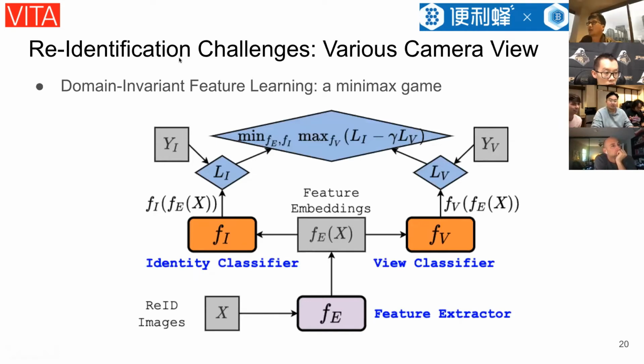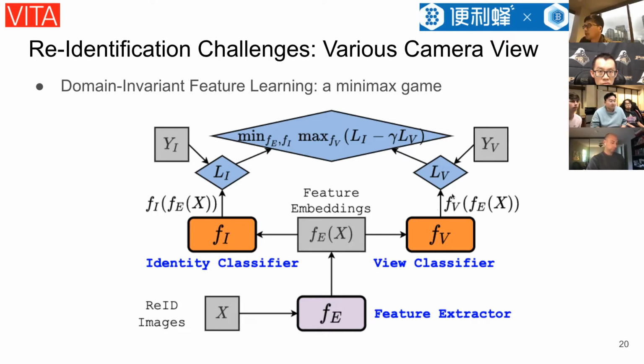Yeah, thank you. Sure. So we tackle the second challenge, which is various camera views, using domain invariant feature learning. It can be treated as a minimax game. So here, given input re-ID images, we feed them to a feature extractor. And it is followed by 2 classifiers. The first is the identity classifier. This is a normal re-ID pipeline. And the right one will be the view classifier. It will classify what camera view the input re-ID image is from.